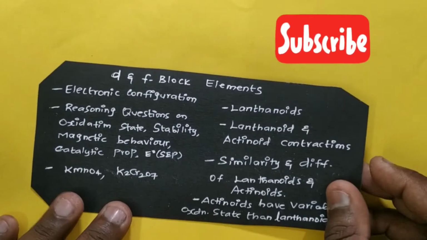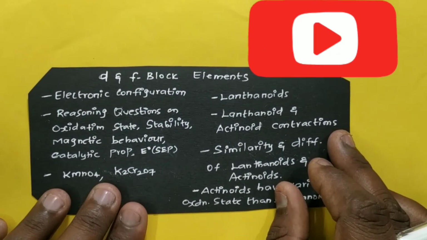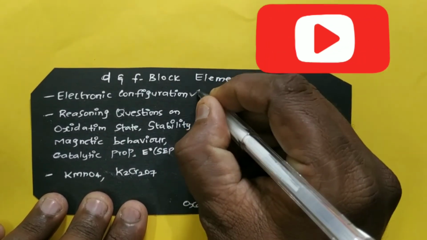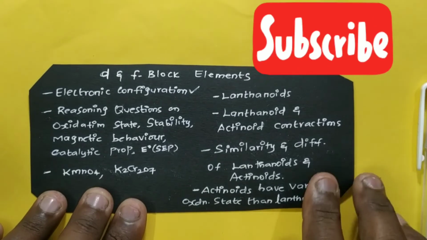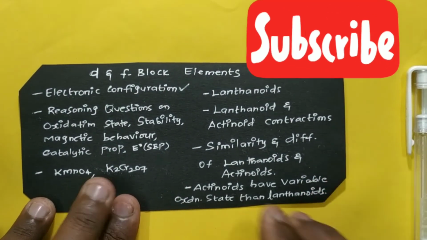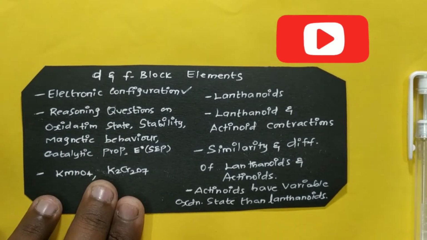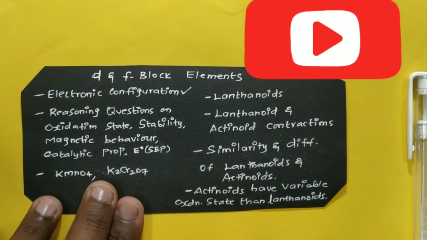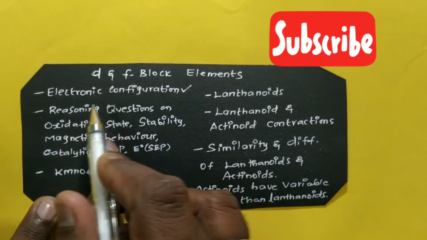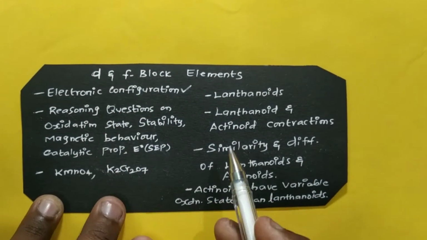And the next unit is D and F block elements. Here the very important thing is the electronic configuration. That is the entire thing. If you want to study D and F block in depth, you should know how to write the electronic configuration for all the D block elements. We have to know D and F block elements, and how to write the electronic configuration.